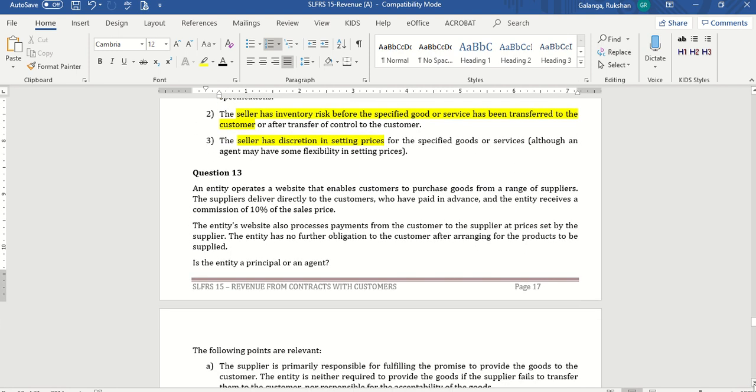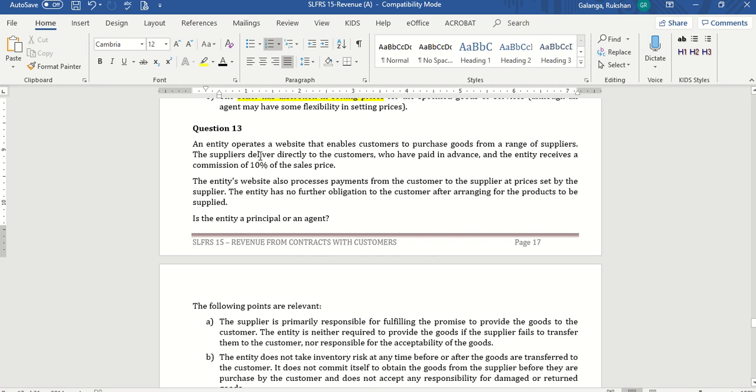You can see question number 30. An entity operates a website that enables customers to purchase goods from a range of suppliers, like Alibaba. The supplier delivers directly to a customer who has paid in advance.